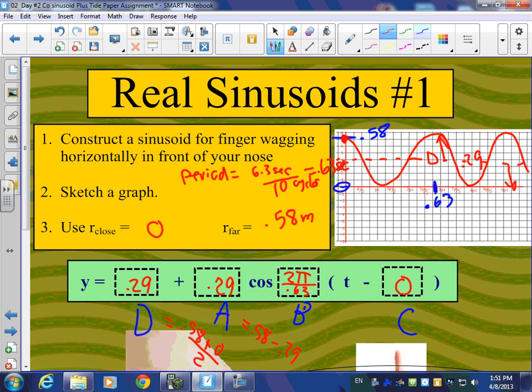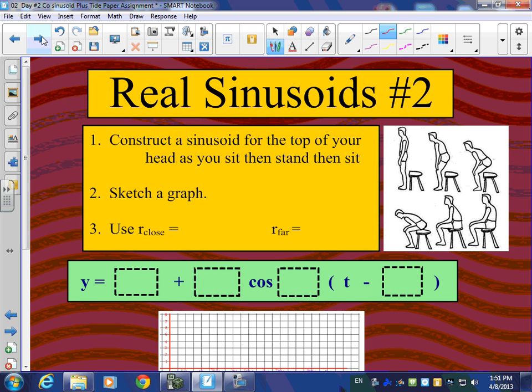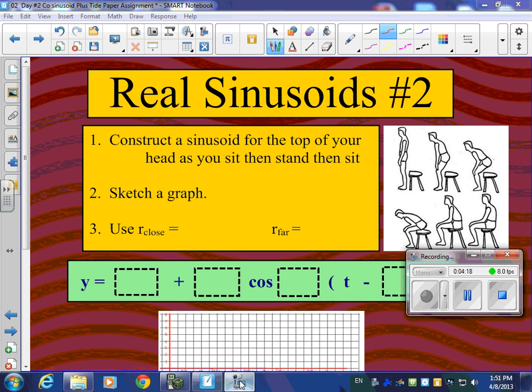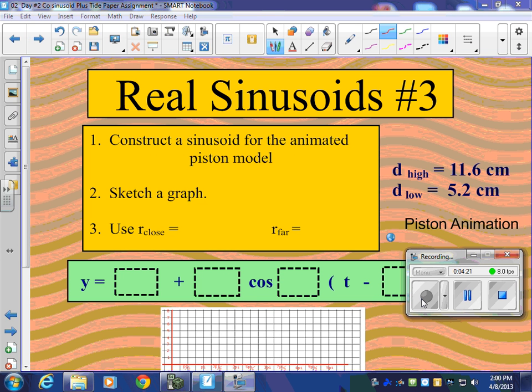Question? A is the amplitude from rest position up to here. 0.58 minus 0.29. We're going to try one more on this video. We're going to do sitting and standing. And what you're going to do is you're going to sit down, stand up, and we're going to do up and down. I'm going to kind of control how fast you go up and down, and then we're going to build a sinusoid. So for this one, you're going to use some data. We're going to use a stopwatch again, but we'll also use some data that's given.